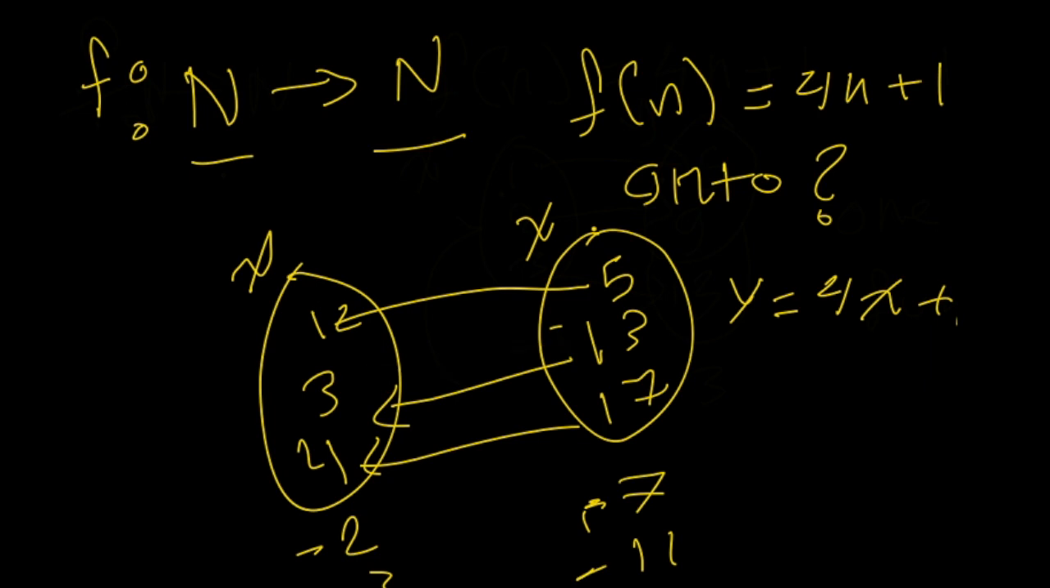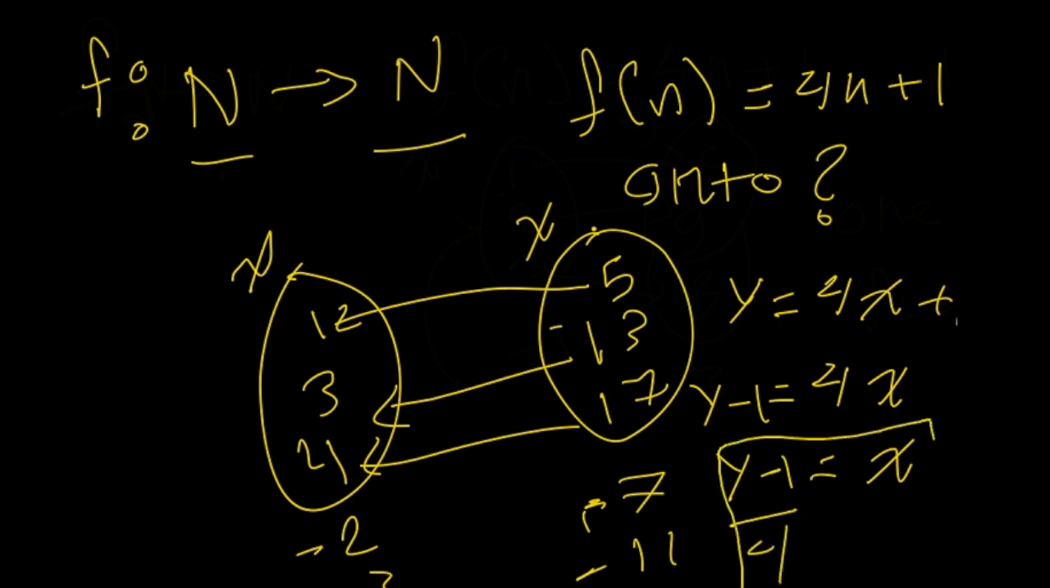Now let me try the other way. y equals 4x plus 1, so 4x equals y minus 1, and x equals y minus 1 divided by 4. So I can conclude there is an inverse for this function. By all means now, I can say with confidence this function is onto. So it's true, it's an onto function.